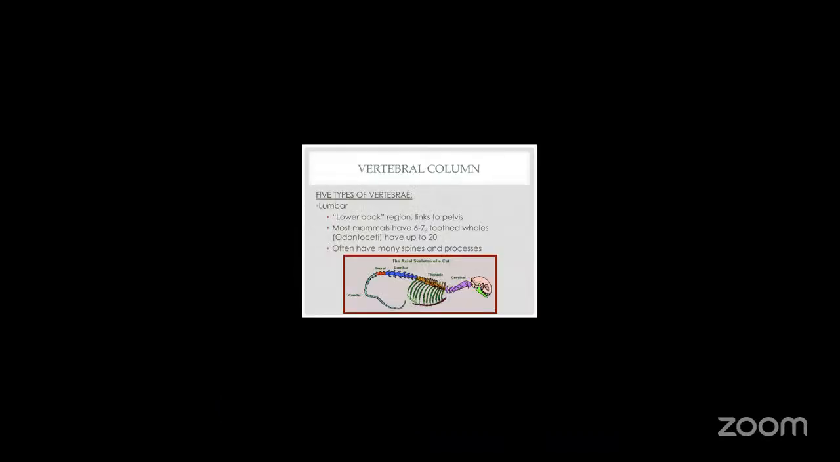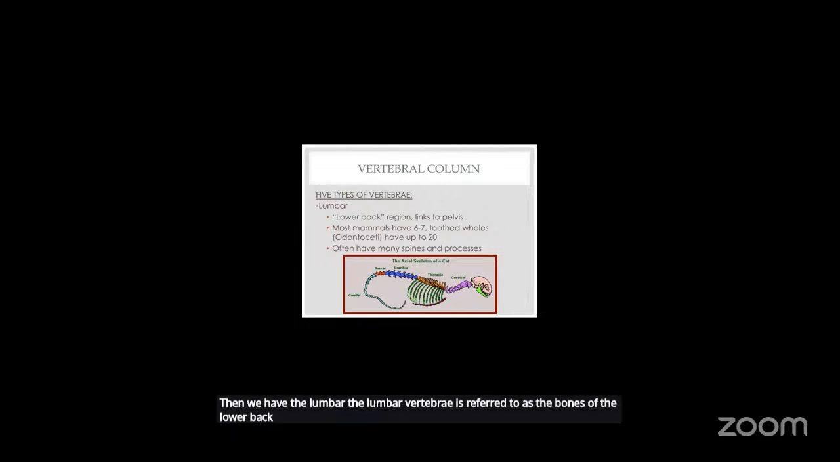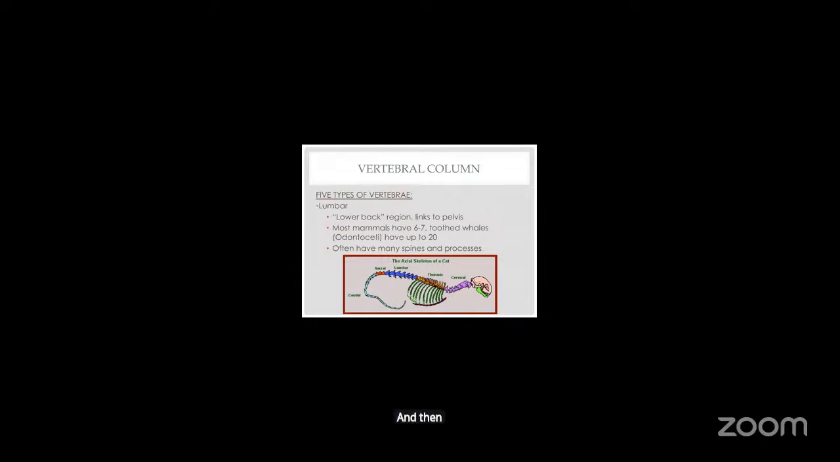Then we have the lumbar. The lumbar vertebrae are referred to as the bones of the lower back region, and they form a link to the pelvis. For most mammals, the number is between 6 and 7, and for very large ones like whales, the number is as high as 20. They often have many spines and processes.